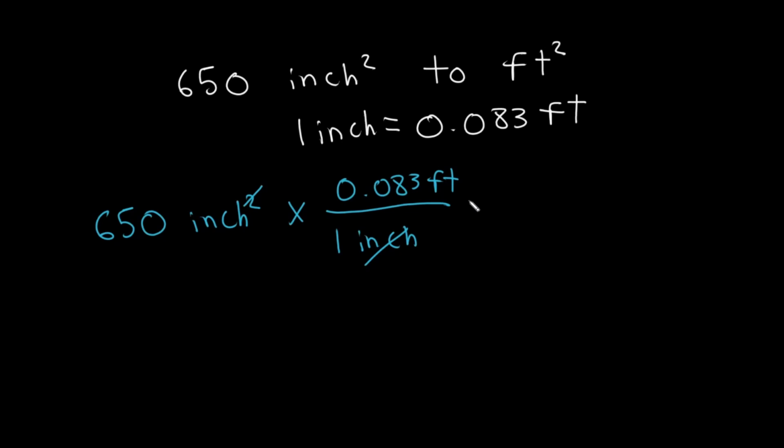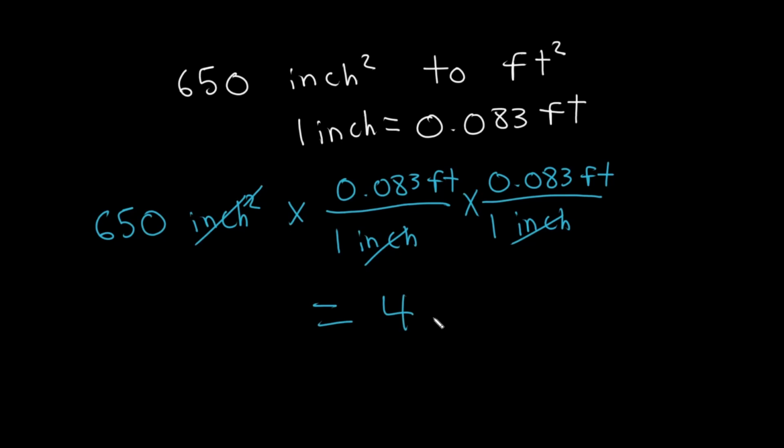So what we have to do is we have to multiply it again by that same conversion factor in order to get rid of the other inch. So 1 inch on the bottom again, and the same feet on the top this time. So now the inch will cancel with the other inch, and we'll be left with feet squared on the top. So we multiply this together, we are left with 4.5 square feet, and that's the answer. So this one's slightly different just because we have to multiply by the same conversion factor twice in order to get rid of the squared.